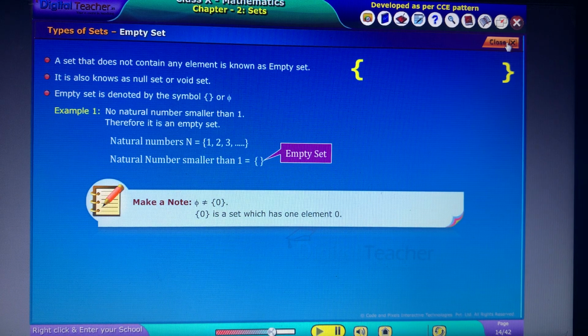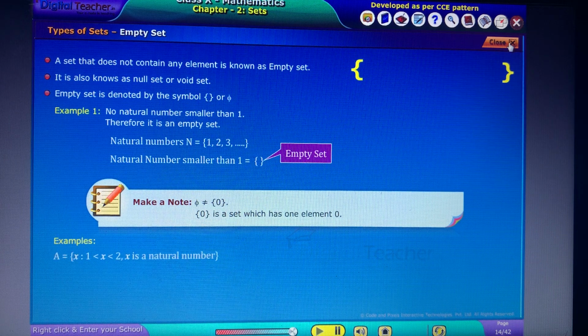Note that empty set and set with element 0 are different sets, because the set with 0 is a set containing the single element 0, while empty set is a null set. Some of the examples of empty set are shown on screen.